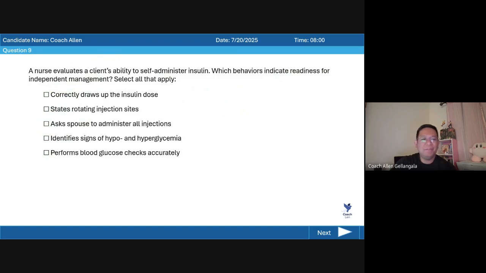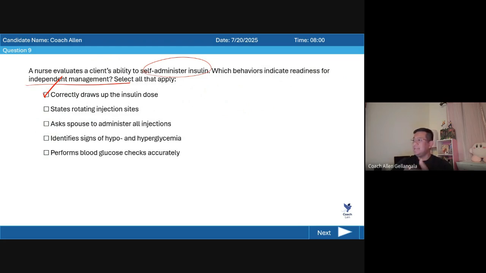Last two questions. We are now evaluating a client's ability to self-administer insulin. Again, self-administration of insulin. Which behaviors indicate readiness for independent management? Meaning the patient can now do it on his own. Letter A, correctly draws up the insulin dose. Correct dosage of insulin, okay, is an indication of a positive statement. Very good, Nersha. So that is included.